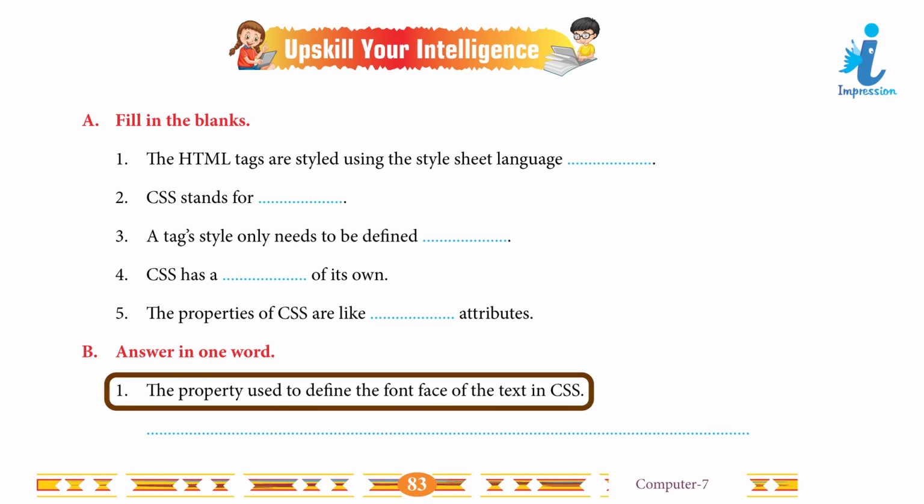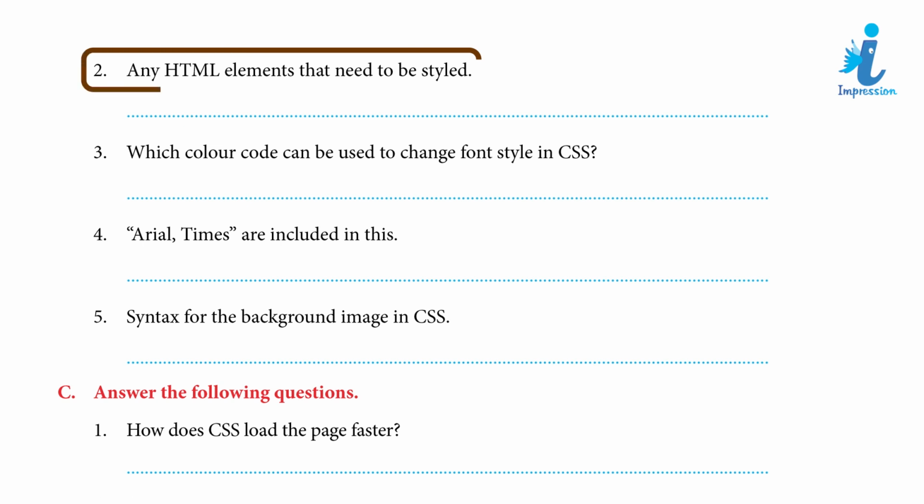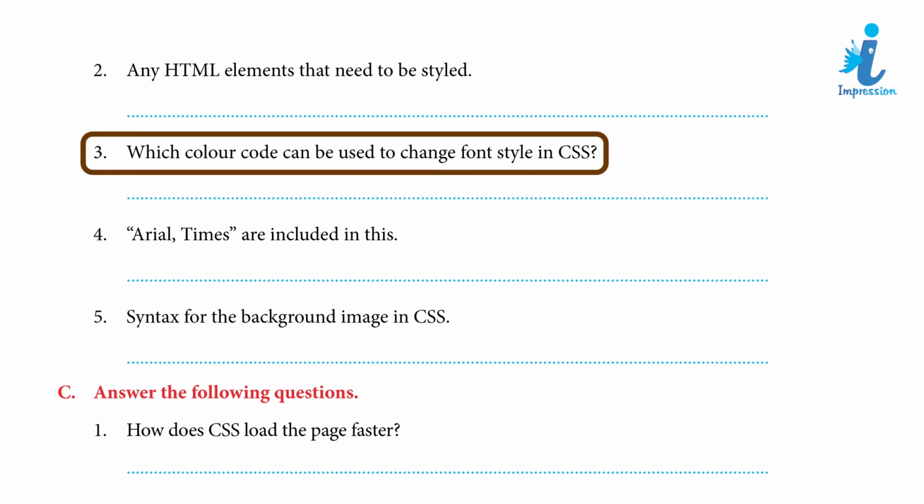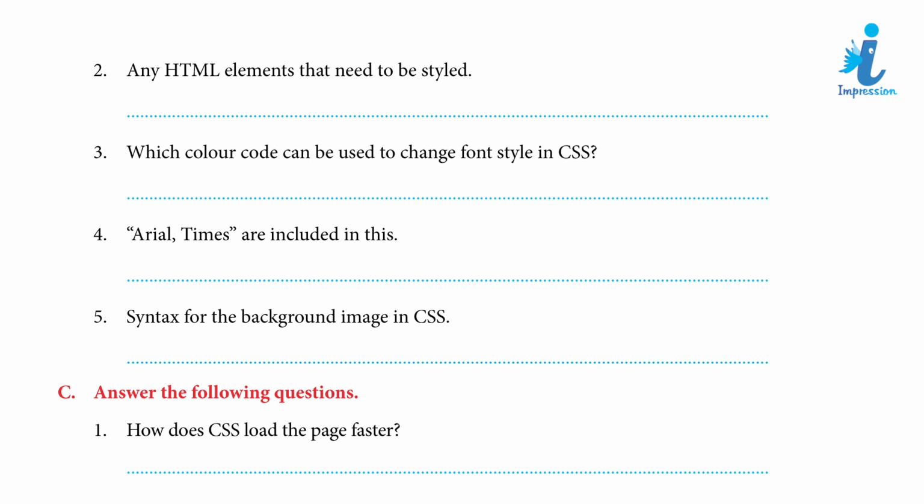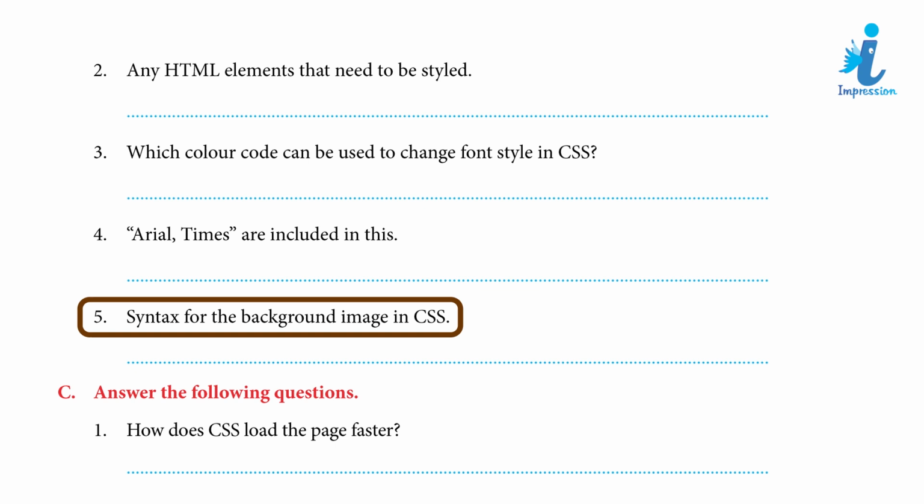B. Answer in one word. 1. The property used to define the font face of the text in CSS. Answer: CSS font-face. 2. Any HTML elements that need to be styled. Answer: selector. 3. Which color code can be used to change font style in CSS? Answer: RGB color code. 4. Arial, Times are included in this. Answer: CSS font family name. 5. Syntax for the background images in CSS. Answer: background-image: url(image name).